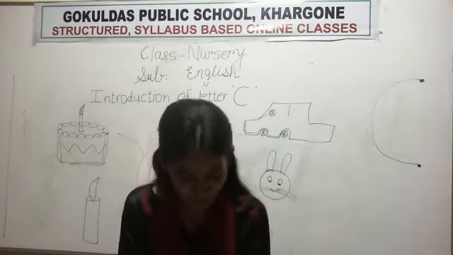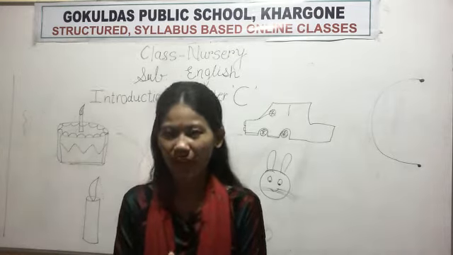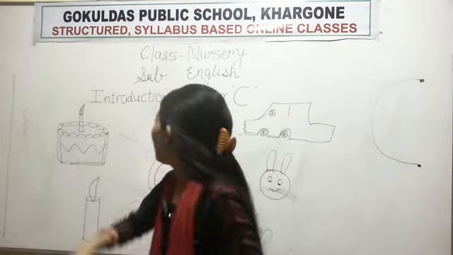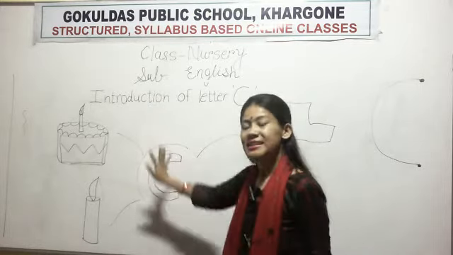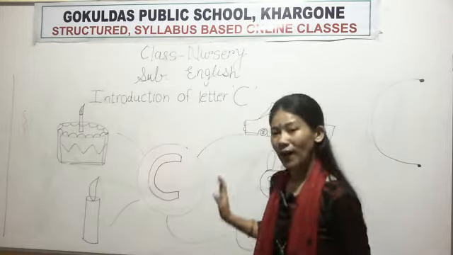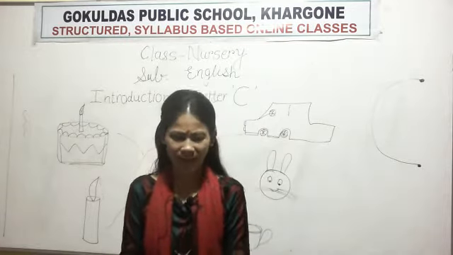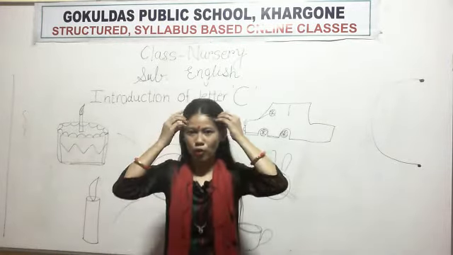Now let's do one rhyme. Okay, we'll revise one rhyme. You have to follow. You have to repeat after me. This one you have to do orally. Take help of your mama and papa and revise this at home. Okay, now let's do one rhyme. Now see here.